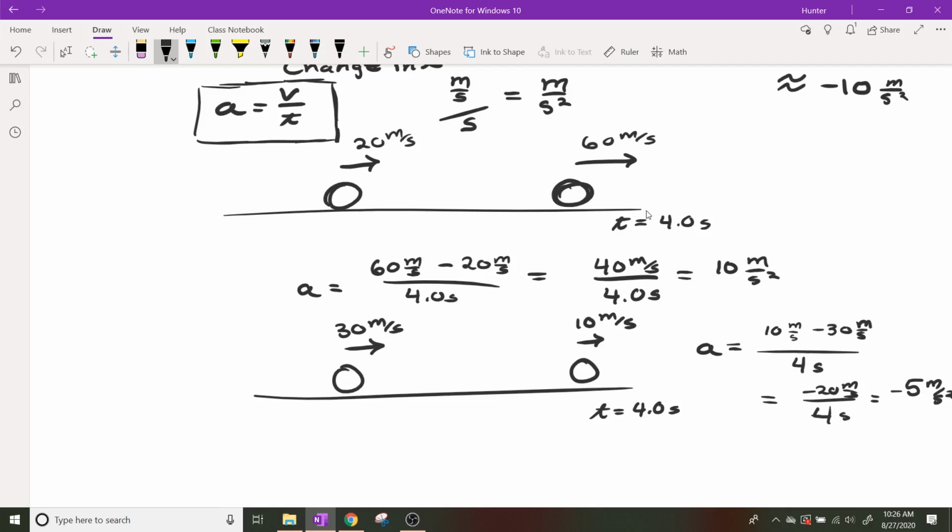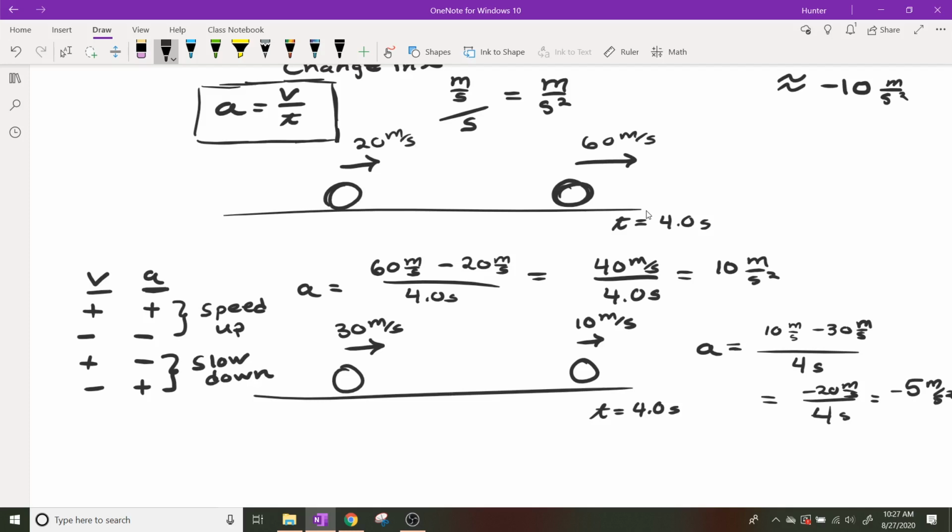Another good way to remember that is by this chart. So velocity, acceleration. If you have a positive velocity and a positive acceleration, or a negative velocity and a negative acceleration, these are speed up. If you have a flippy flip, then these are slow down. Okay? Some people like the table to help them out.